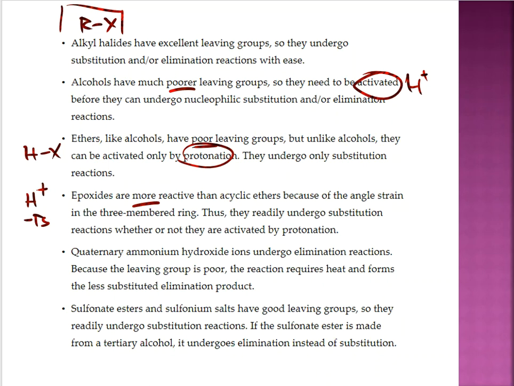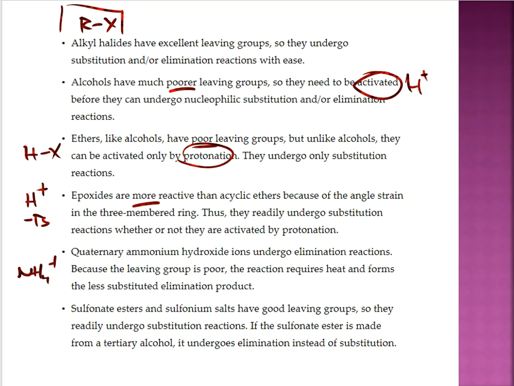Quaternary ammonium hydroxides, these were those NH4 pluses. They undergo elimination, so those groups disappear, and this was the Hoffman that we talked about. Other than that, these ammoniums are very difficult to work with because they were once amine groups, and those nitrogens are monoamines, and they're very hard to push around.